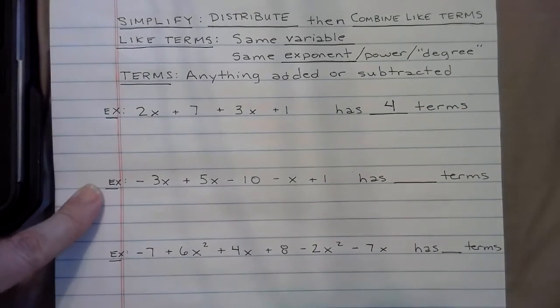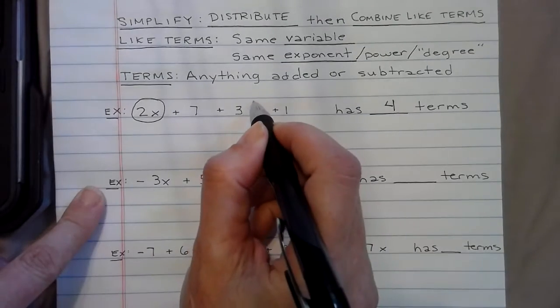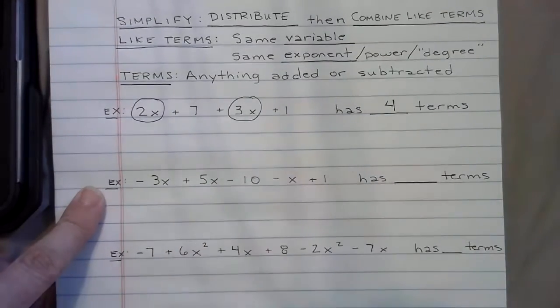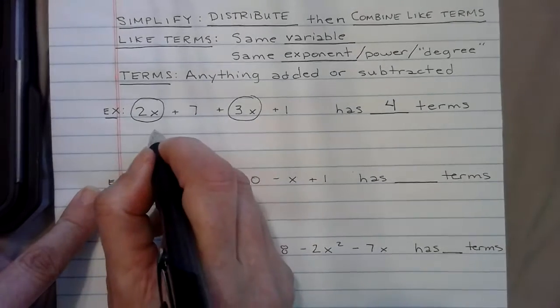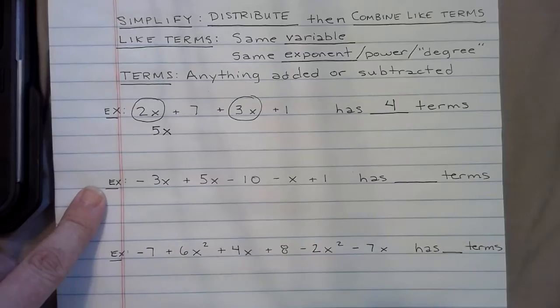So same variable, same exponent. I've got a 2x. That's a positive 2x. And a 3x. That's a positive 3x. So I would have 5 x's altogether. Just like having 2 apples plus 3 more apples, you got 5 apples.